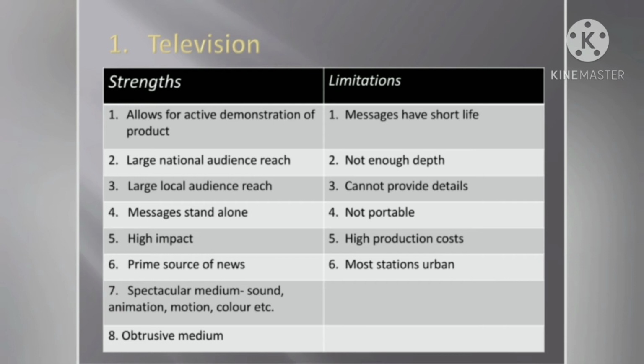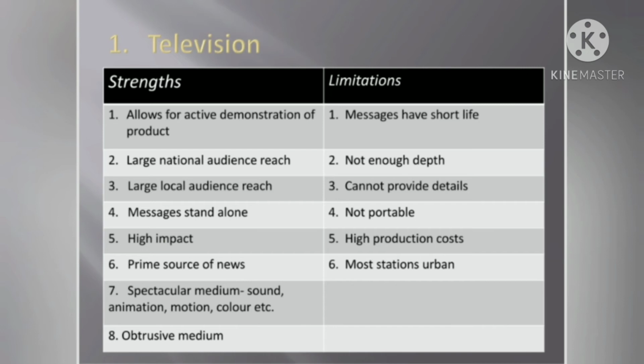Next one, it is a spectacular medium. Why? Because it makes use of sound, animation, motion, color, etc. So as opposed to the print media, television is a spectacular medium. The next one, it is an obtrusive medium, meaning it can project things. It can also influence people. So these are the strengths of television.